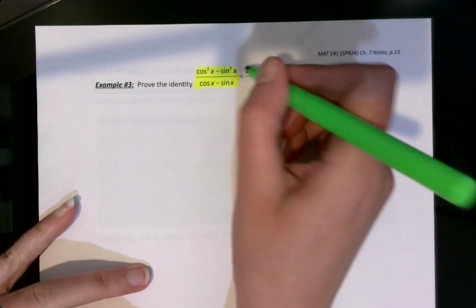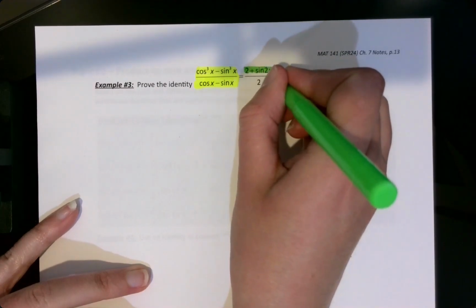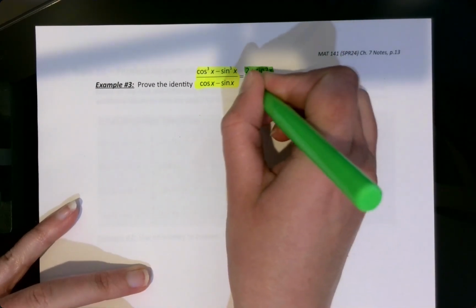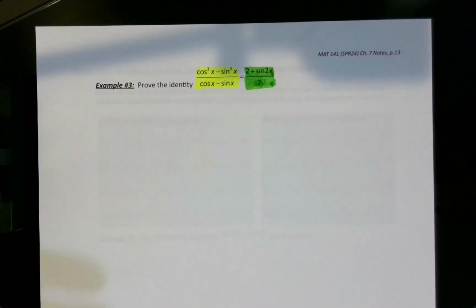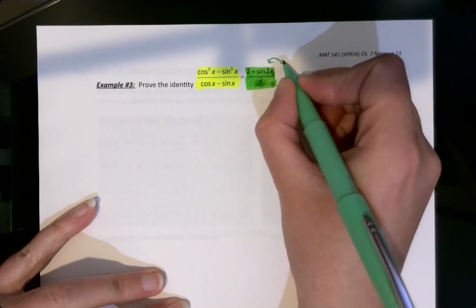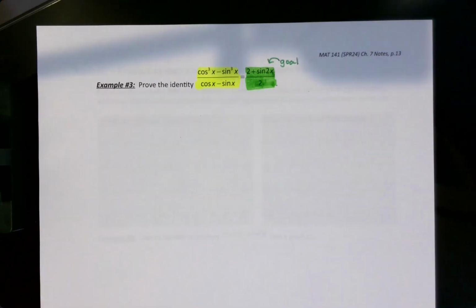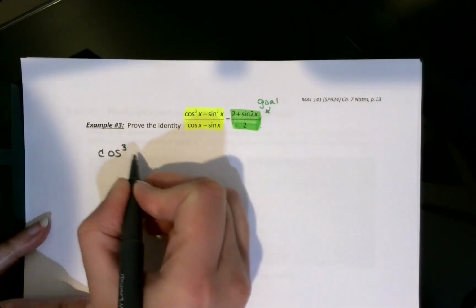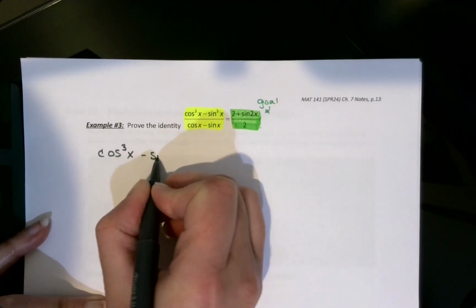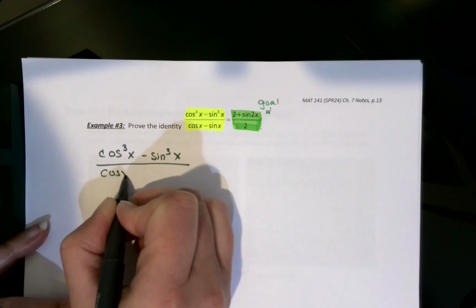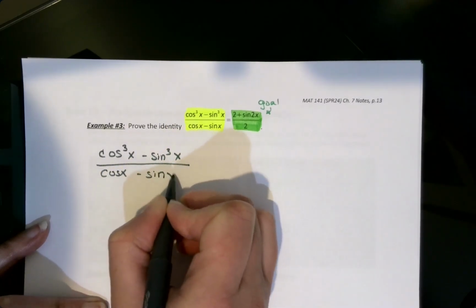So once again, the goal is going to be the other side, which is the side that looks to be simpler. It's not always the left-hand side that you're going to start with. It just happens to be the way these questions were printed, that they had their left-hand sides where a more complicated function was living. So we're working with the function cosine cubed of x minus sine cubed of x over cosine of x minus sine of x.